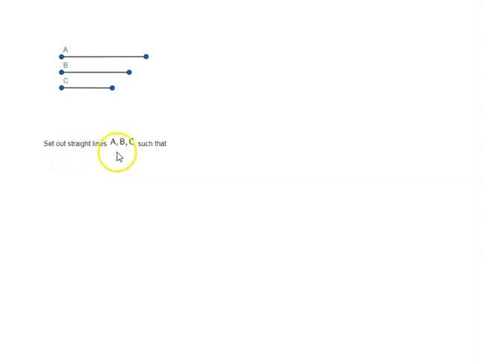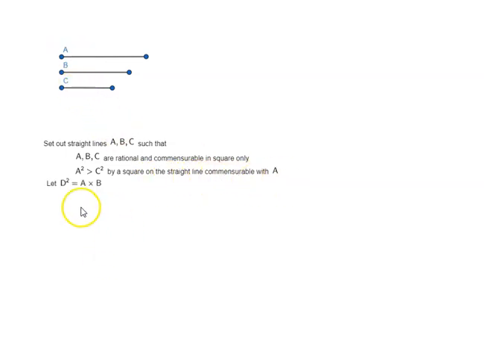Set out straight lines A, B, C such that A, B, C are rational and commensurable in square only, and A square is greater than C square by a square on the straight line commensurable with A. Let D square be equal to A times B.